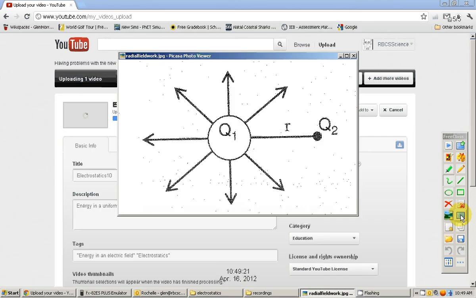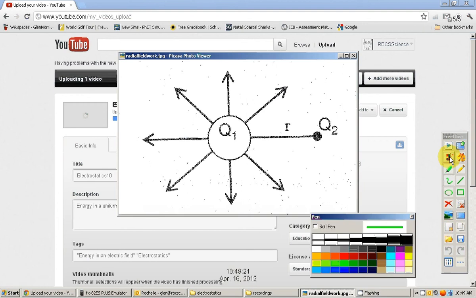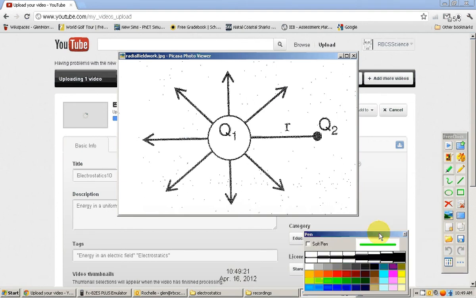Let's consider a positive charge Q1. Let me just get that up over here. Q1 is a positive charge, which creates an electric field. So you can see the electric field lines there, there, there, there, and there.